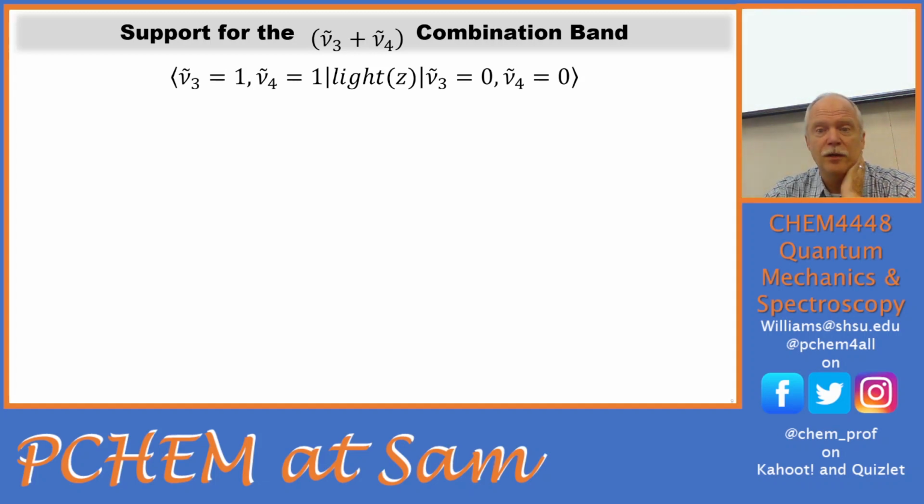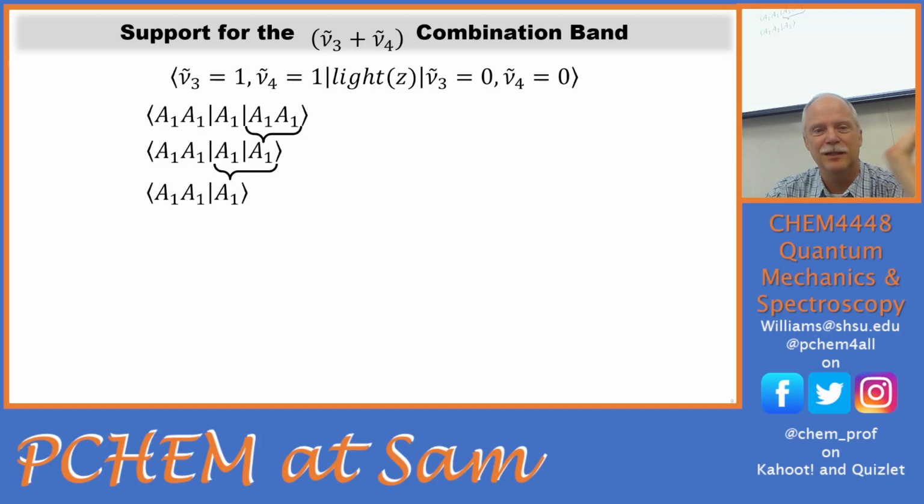Okay, we're going to use Z polarized light for this. And so we have A1, A1, A1, A1, A1 all the way across. So we're pretty sure this is going to be allowed since everything's A1. Not a problem. A1 times A1 is A1, and it just keeps going all the way down, and we have an end result of A1. So that's not surprising that this one is allowed.